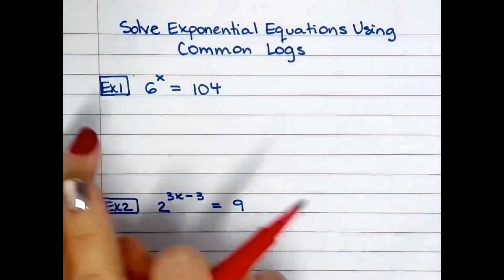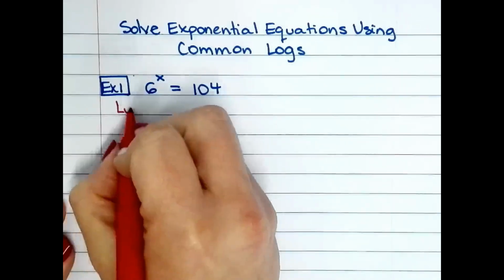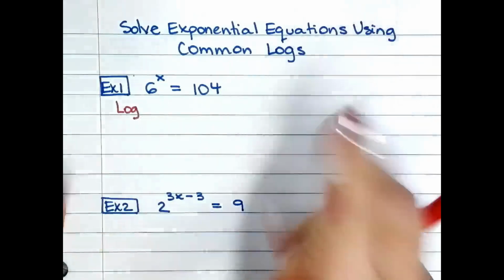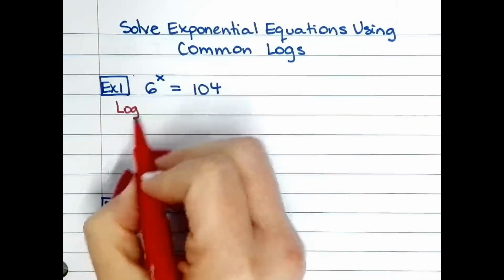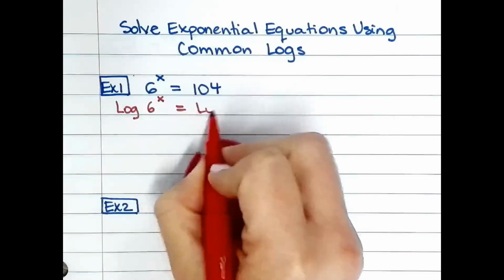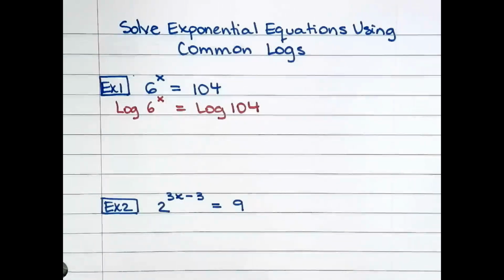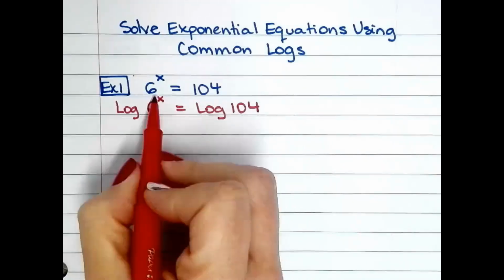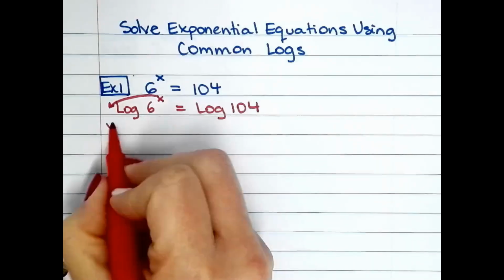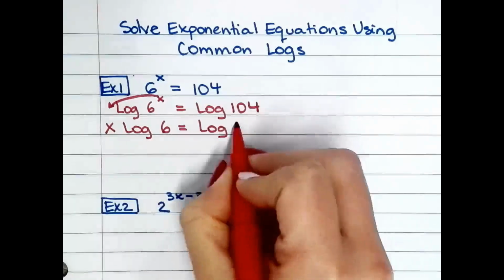In order to do that, you just need to multiply both sides by common log. So log base, the default is going to be 10. That's what common log is. So log of 6 to the power of x equals log of 104. Okay? Now we will apply the property here. So x will go in the front, multiplying. So x log of 6 equals log of 104.